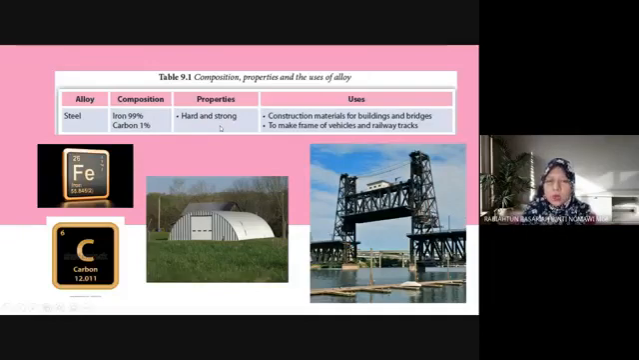So what are the uses of steel? To construct construction materials for buildings, bridges, to make frame of vehicles and railway tracks. Kita punya kereta keluli. Dia ada rangka dia keluli. Okay, rangka dia adalah keluli. Jambatan, nak buat rumah, nak buat bangunan. Also, all these are made from steel.